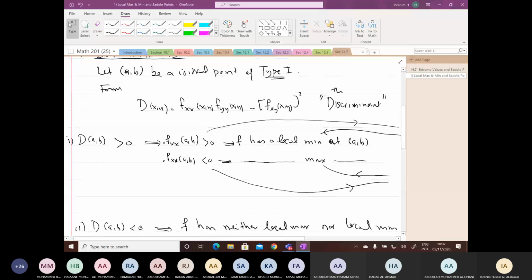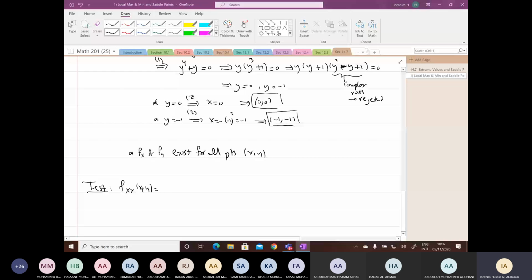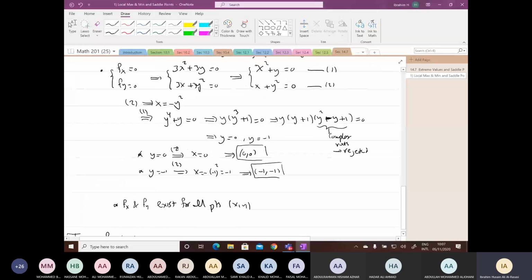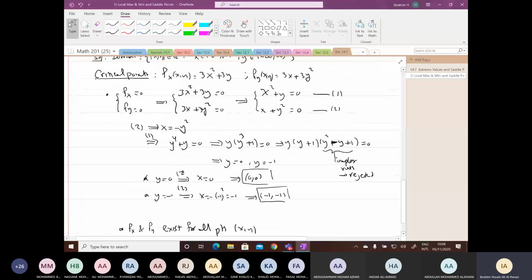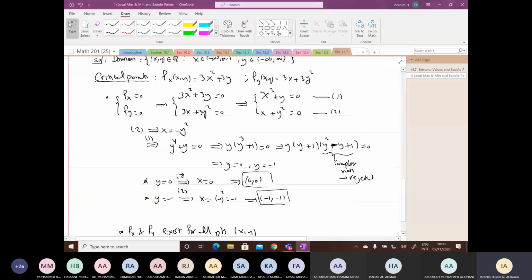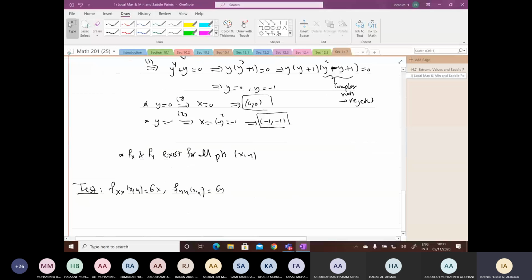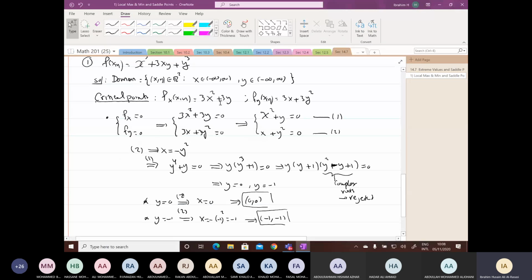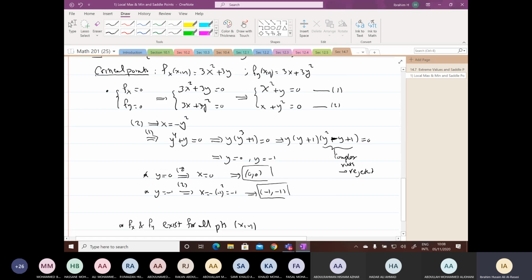Okay. What is f sub xx? When you find f sub xx, you get 6x. And f sub yy, again, when you find the derivative of f sub y with respect to y, you get 6y. And f sub xy, you differentiate f sub x with respect to y, you get just 3. So this is 3.